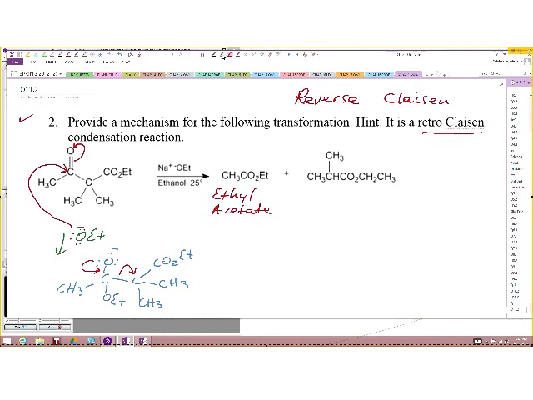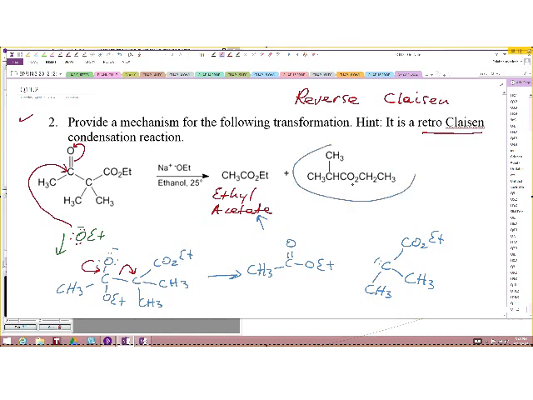Okay? And so we now have this. So that is how we form this here. That's how we form that. And then here we have this. Okay, so you form that enolate. And then what happens now to generate this product here? Starting material, the ethanol. Okay, okay.